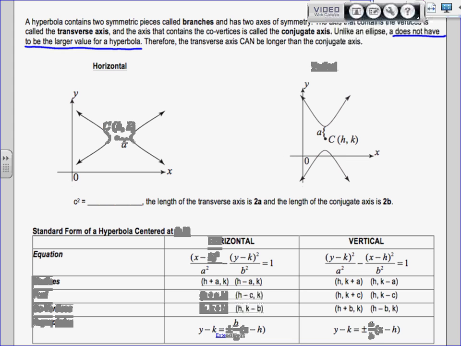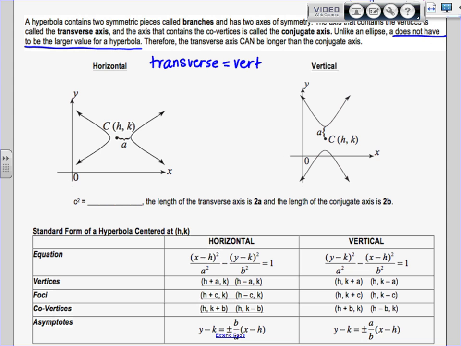We also talk about the different axes. We don't have the major and minor axis like the ellipse. We instead have the transverse and conjugate axis. So the transverse axis is what's going to connect the vertices. So transverse, I would say it equals vertices. And then the conjugate, that's what connects the co-vertices. So co and co. That's kind of how you can remember.